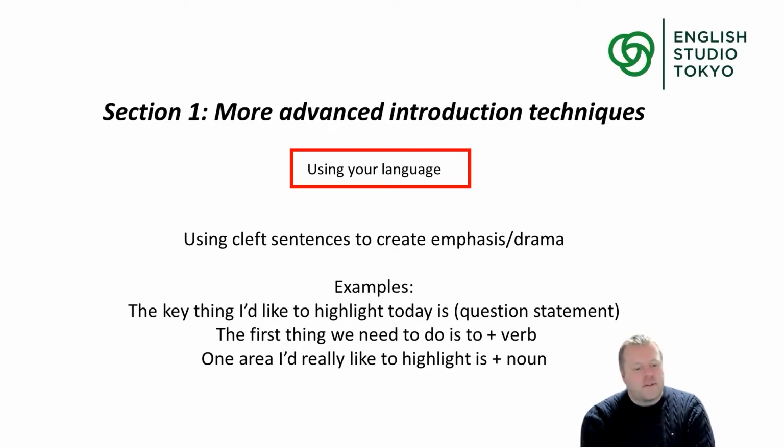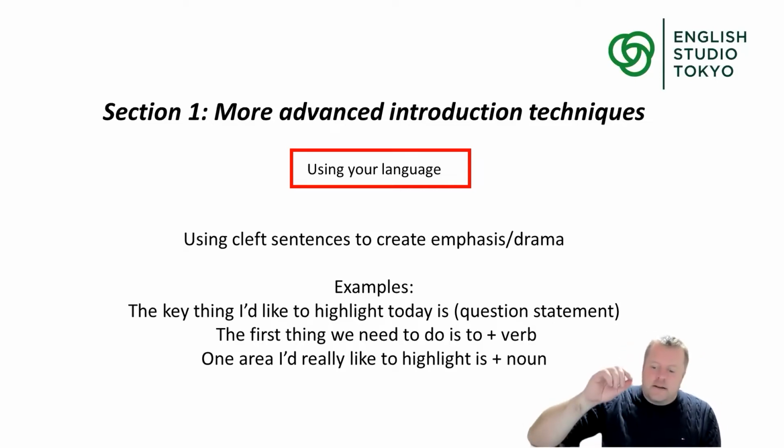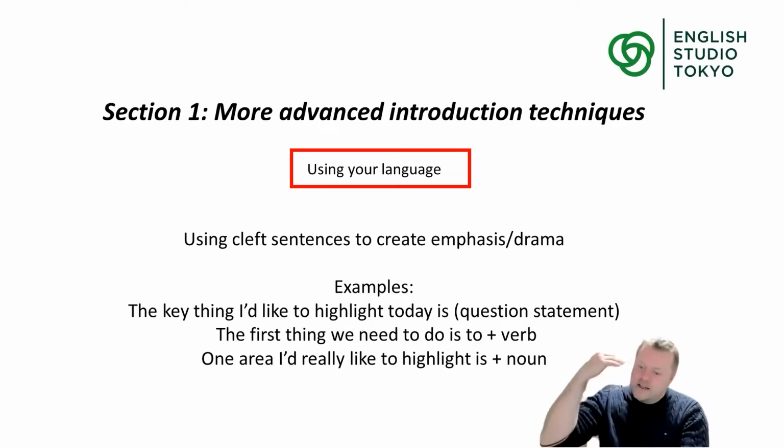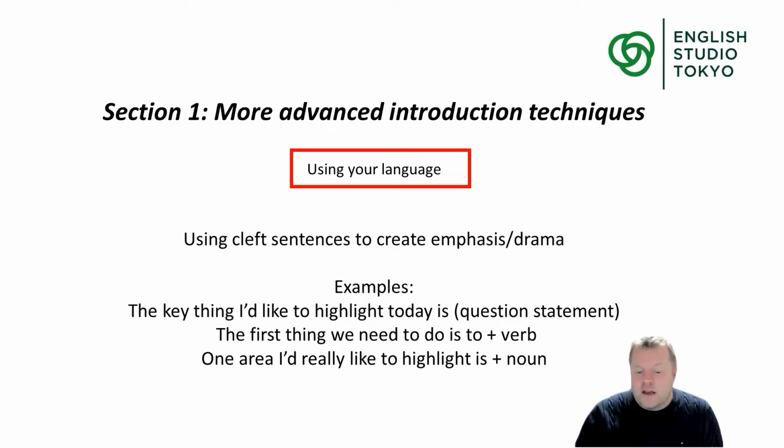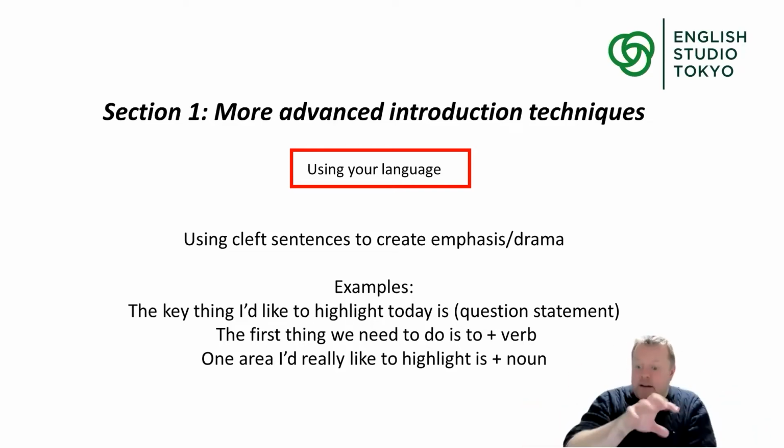So I use question statements and I pause. The key thing I'd like to highlight today is who is going to run this project. So I pause and then I use my question word. The first thing we need to do is to improve our product. So again, I pause, but I'm using these cleft sentences. Our product needs improvement. That's a normal sentence. But if I change it to the end, the first thing we need to do is to improve the product. These are really nice techniques we can do to add a little emphasis, add a little drama.